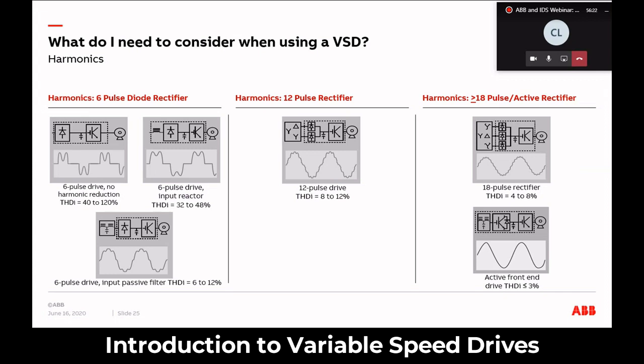But we can also improve upon that by having a 6-pulse drive and then applying an input passive filter, where we can significantly reduce the total harmonic distortion to 6% and typically a maximum of 12%.